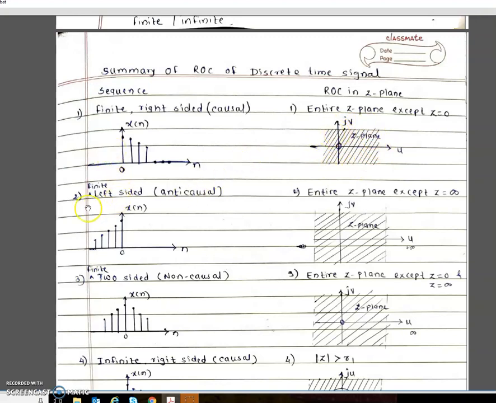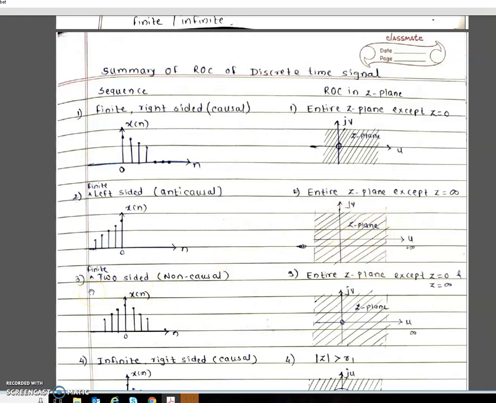In the same way, second is the finite left-sided, that is anti-causal. Just the opposite of this, you have some finite values, but they lie on the left side of the plane or waveform. That is called anti-causal. In this case, your Z plane or ROC lies all over the plane except at infinity, where it gives an infinite value. At the rest of the points, including 0, you will get finite values of X of z, the Z transform.